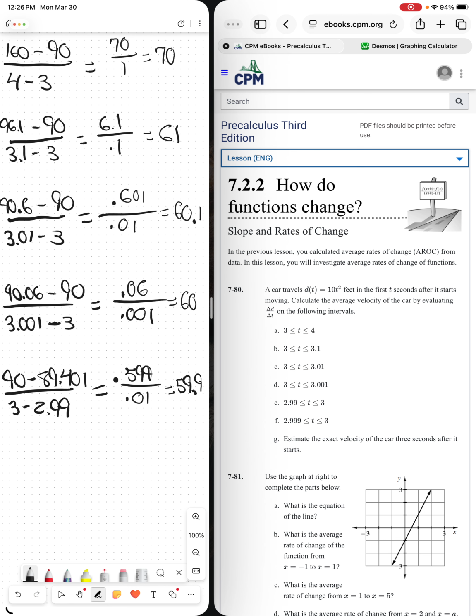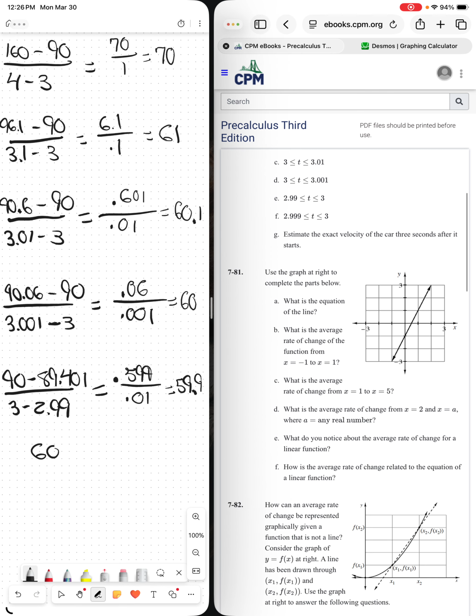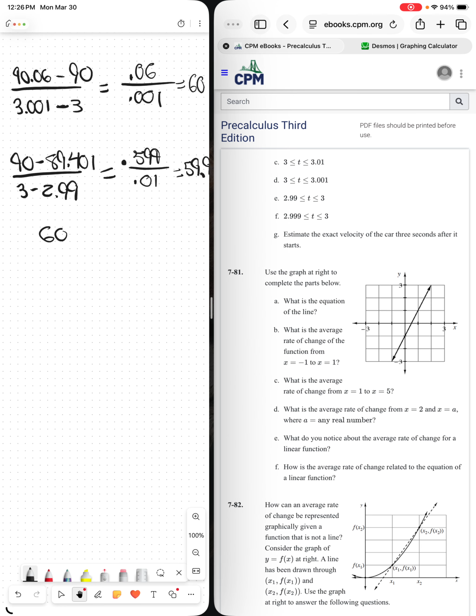Estimate the exact value of the car's velocity. Well, what is this approaching? We've understood limits now. We're approaching 60 feet per second. Now use the graph. Let's do this in a graph. What is the equation of the line? Well, the slope is up 2 over 1, so y equals 2x minus 1, where minus 1 is our y-intercept.